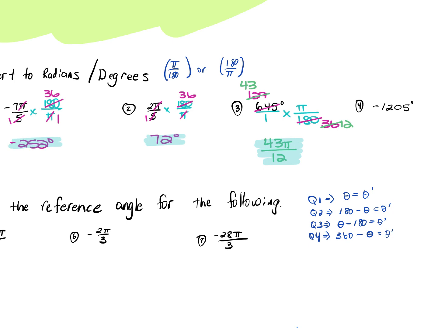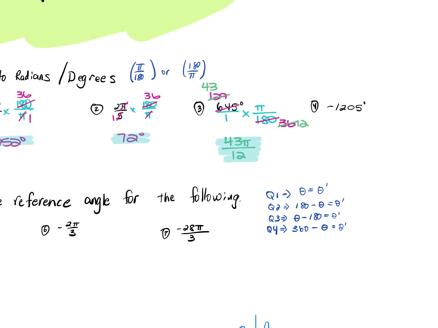For number 4, you have negative 1,205 degrees. So we're going to put this over 1, multiply it by pi over 180. We are going to divide the 1205 by 5. Same thing with the 180. We know the 180 turns into 36, and the negative 1205 turns into a negative 241. There are no like factors between the 36 and the negative 241. So that's going to give you negative 241 pi over 36.